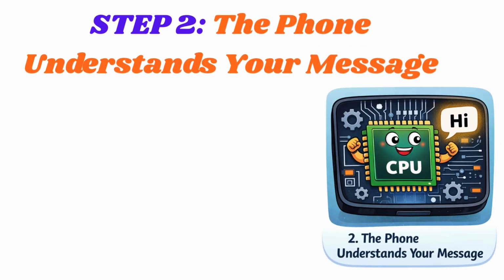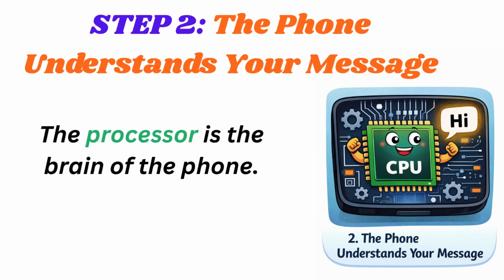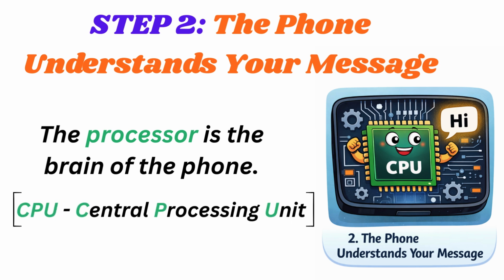Now the phone starts thinking. Inside the phone, there is a brain. This brain is called the processor. CPU, also called processor, is the brain of the phone. It understands what you type and what to do next. Just like your brain understands what the teacher says, the phone's brain understands the word hi.